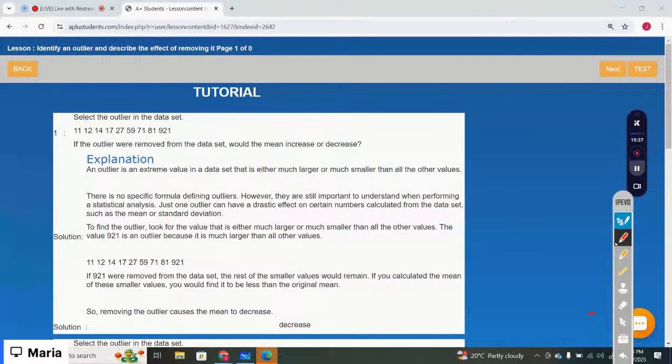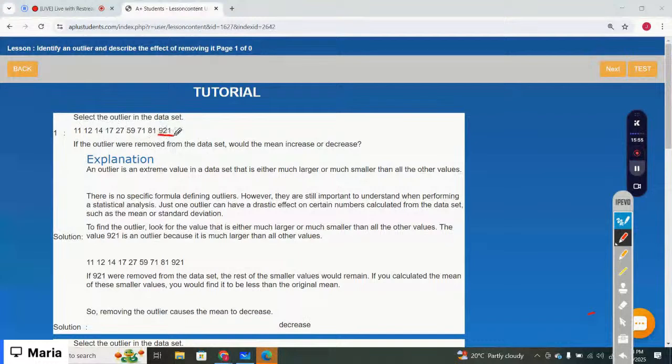921 is the outlier because that is the greatest value. The other two values are two-digit numbers, they are less than 100, and that is 921. So 921 is the outlier.